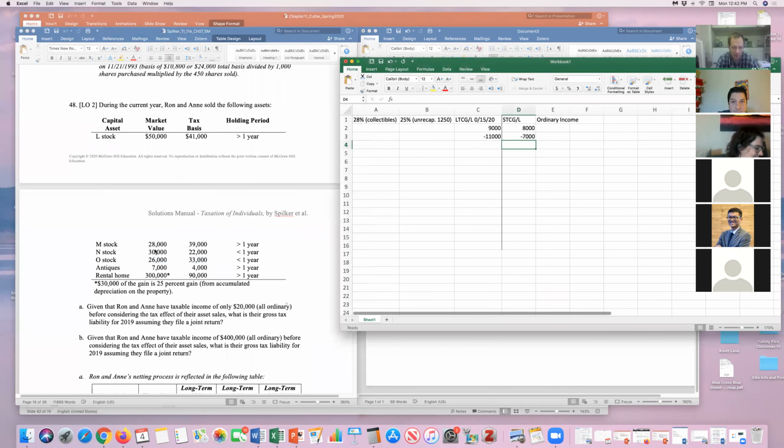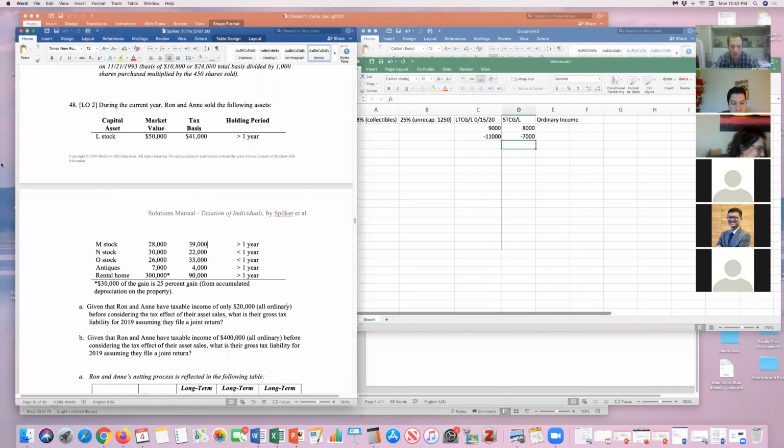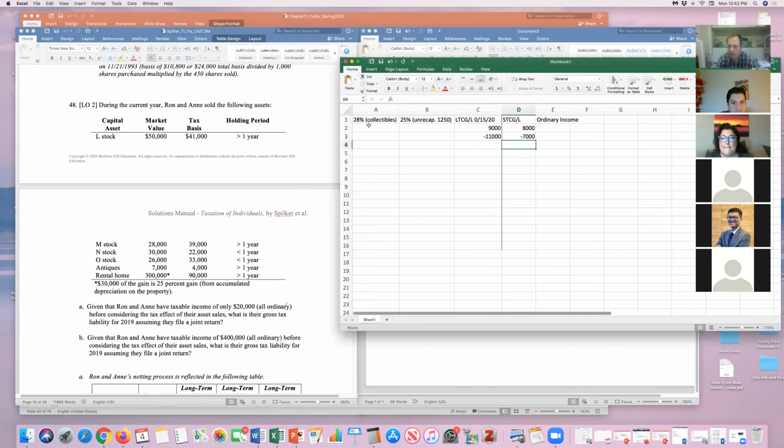This is a good example of that. So antiques, right? They sold for a gain of $3,000. That would be an example of something we call collectibles: antiques, artwork, jewels, precious metals. So that's going to be a $3,000 gain in this category.